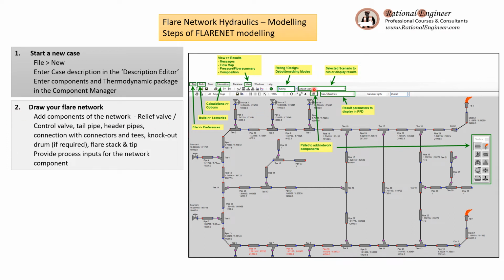You can use the palette, which will pop up a set of options such as relief devices, pipes, separators, bleeds, flare tips. You can build your network, such an example is given here, and then you can double click and enter the details of the relief devices and various components of the flare network and build your network.